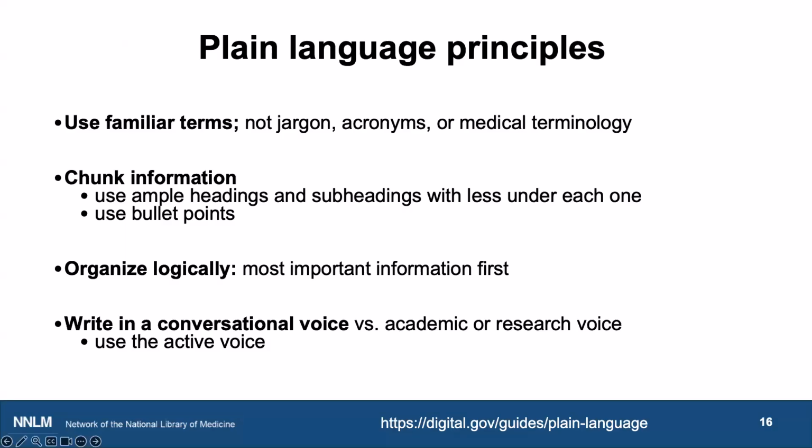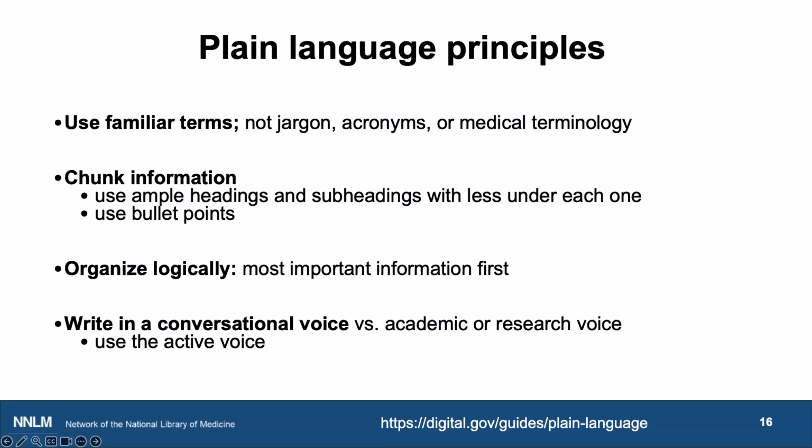We want to use familiar terms, again, not jargon, acronyms, or medical terminology. We also want to chunk the info, not chunk it literally from what we're trying to say, but just kind of shrink it. Chunking info really just means breaking down documents into separate topics. Keep paragraphs short, use descriptive subheadings, use more headings and subheadings with less under each heading. Use bullet points to organize information. I know we've all received documents like that before, but they can be really, really big. So we want to make sure we're chunking them.